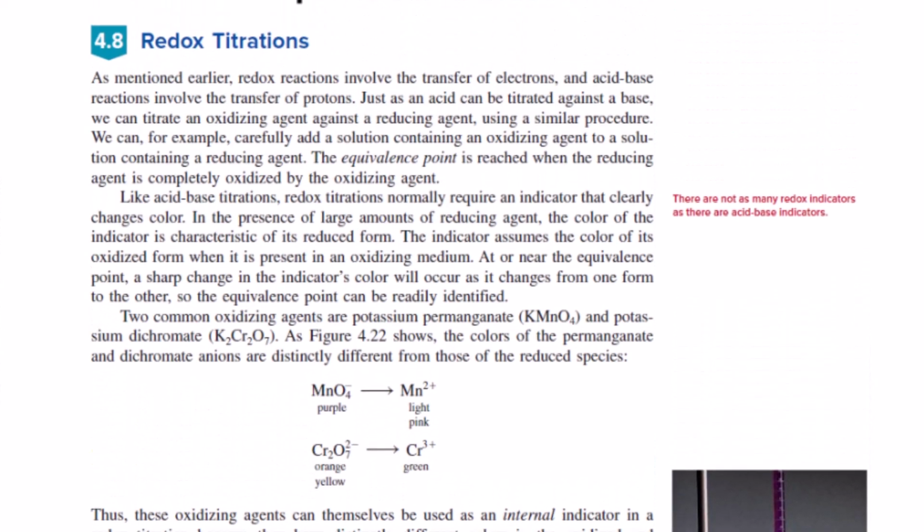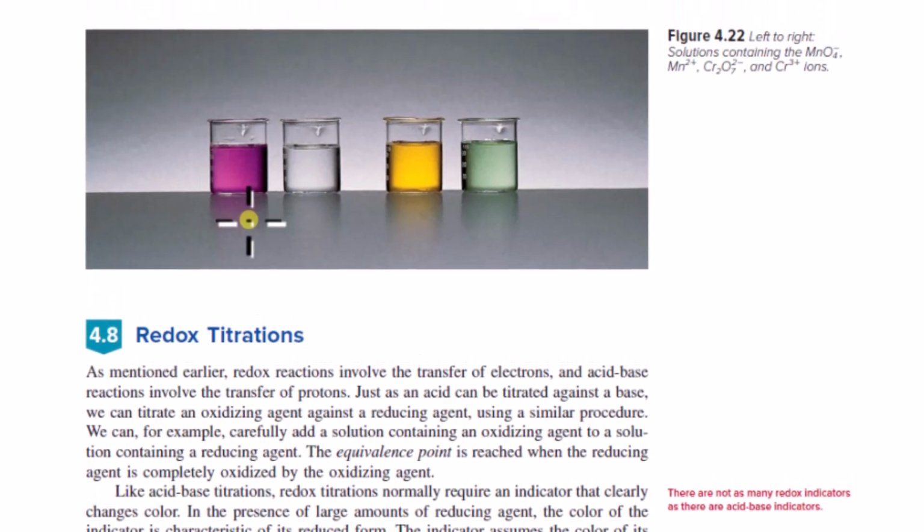Right, so if we come here, then that's what they're showing. This is dissolved permanganate. This is dissolved Mn2 plus. It looks colorless, but that's what they refer to as light pink. Here's the orange yellow dichromate, and here's the green Cr3 plus.